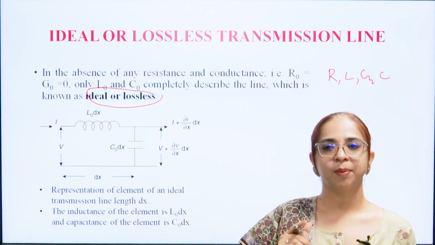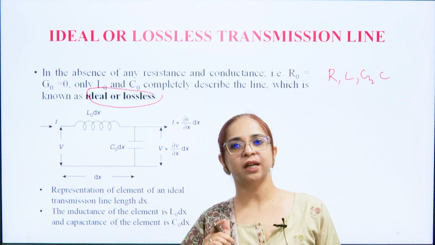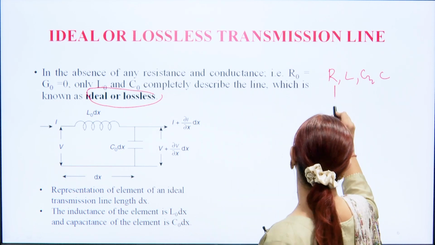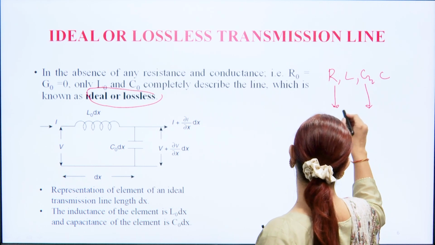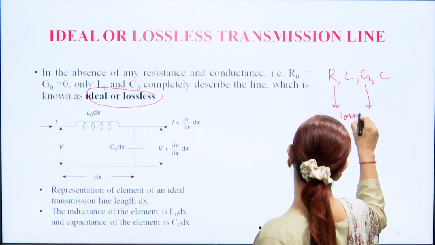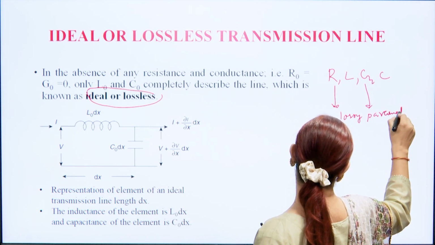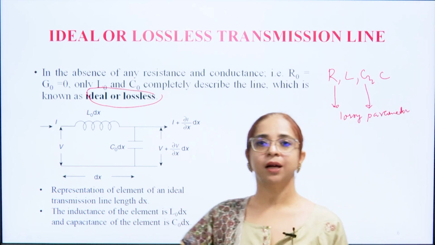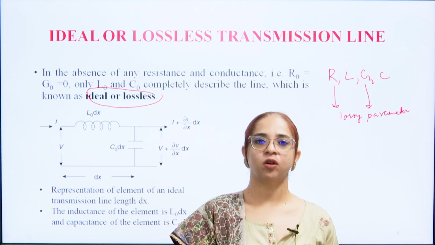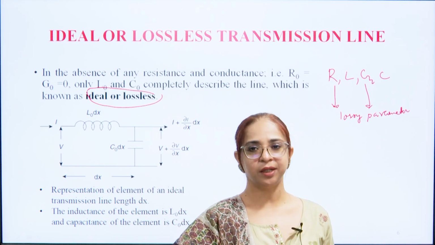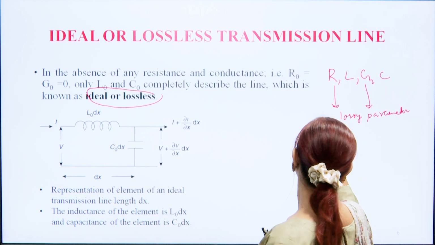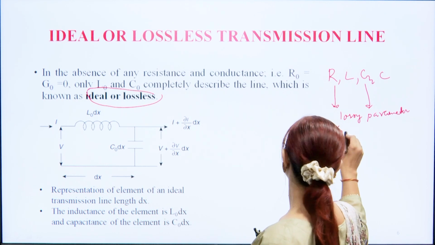See, inductance and capacitance are energy storing devices. बच क्या गया? Resistance and conductance. यही हैं जो lossy parameter हैं, वैसे भी resistances को lossy parameter बोलते हैं. So these are the lossy parameters. ठीक है. अब अगर हम कह रहे हैं lossless या ideal है तो क्या है? Loss 0 है. Loss 0 है तो these parameters do not exist. Then what happens? R is equal to G is equal to 0.